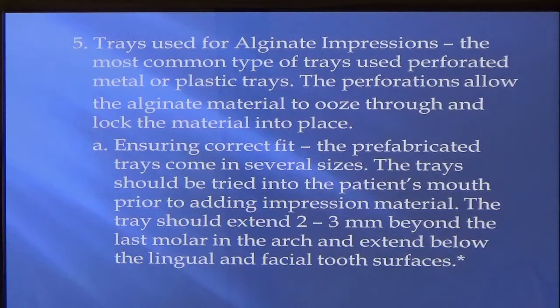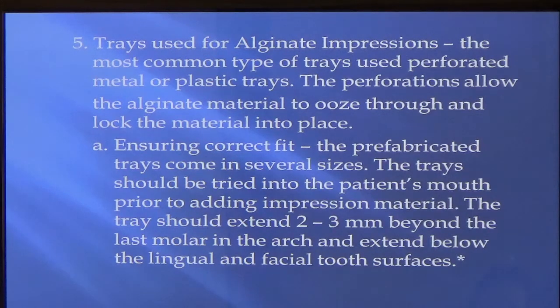Okay, let's see. Yeah, this is important. Trays used for alginate. The most common type of tray used, and we'll show you, or you've probably seen it, are either plastic trays or metal trays that are perforated. The reason they're perforated is because you need that material to go through the little holes, and once it sets up, it grabs on. If it doesn't have perforations with alginate, when you go to take it out, the impression is going to tear on the teeth, and you're going to pull out the tray. So it needs the perforations.